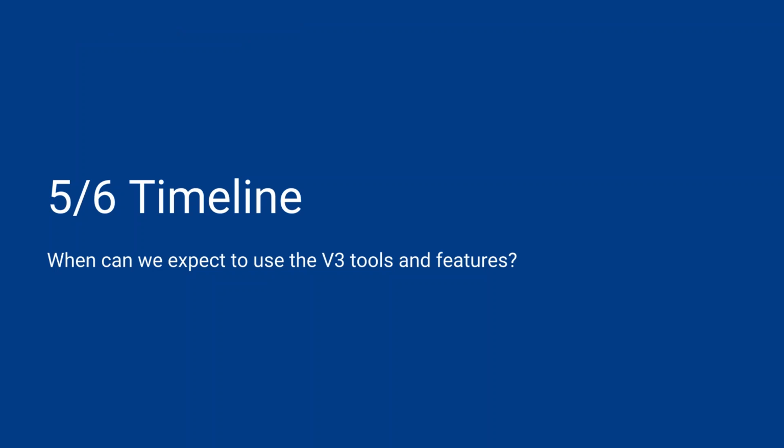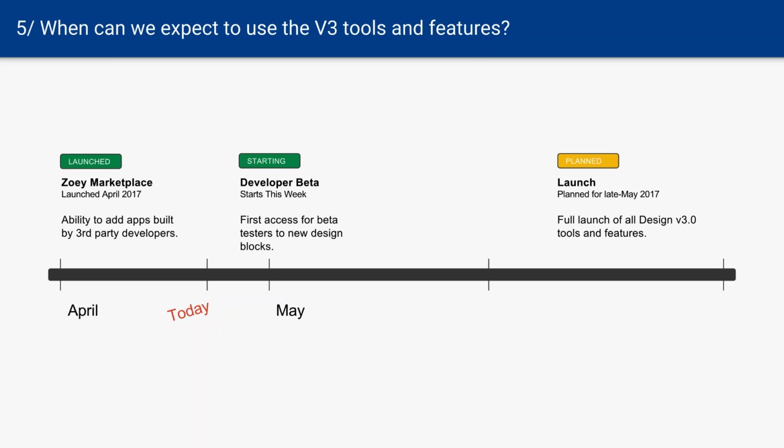So now I'm just going to talk a little bit about the timeline. We went through a lot of content today. We're really excited to show this to you, but I'm also excited to tell you when this is happening. So as I mentioned, in April we launched the Zoe Marketplace. Today we're giving you this demo, and by the end of this week the developer beta finally opens for design.